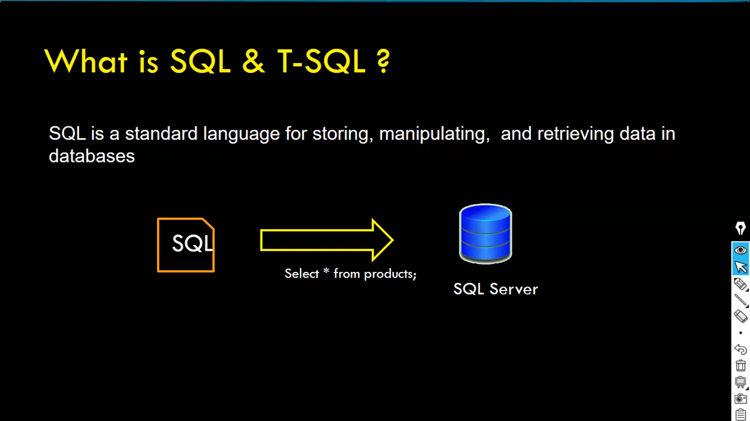Let's say you sell a variety of products, and you want to find out what products you sell. The data is available here in the products table. You want to see what products we are selling and the associated price and other attributes. You can use the select star from query. When you use this SQL query, you can fetch the data that you stored in your SQL Server database.